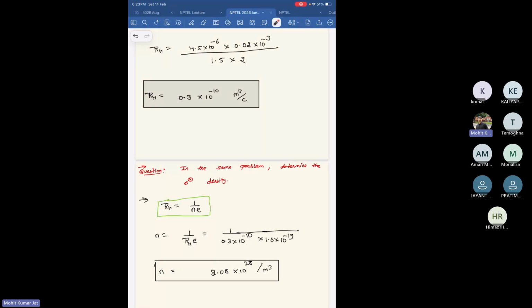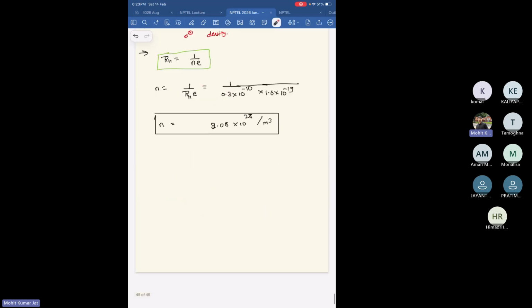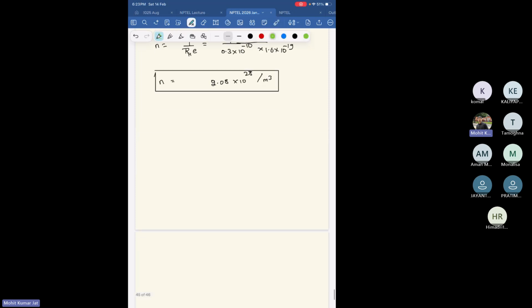So let me give you another idea on this one. How do I use this technique in my PhD research? The system I work on is a graphene system, bilayer graphene. So how do we use the Hall effect? How do I use the Hall effect?